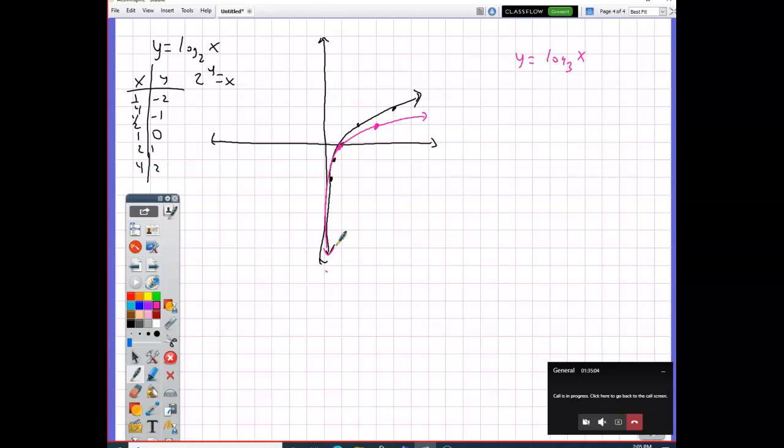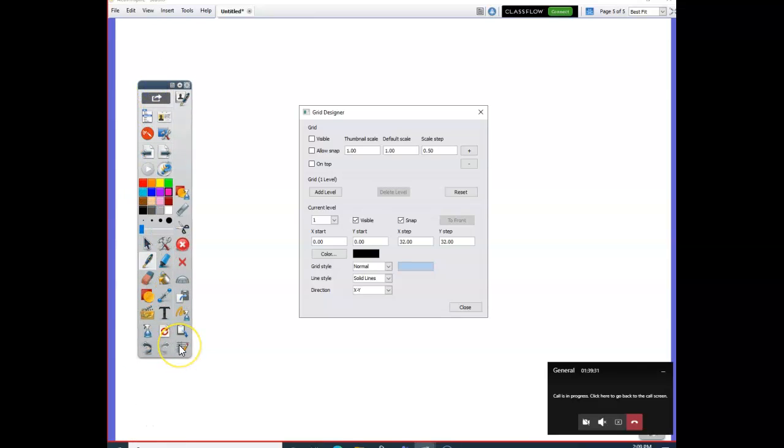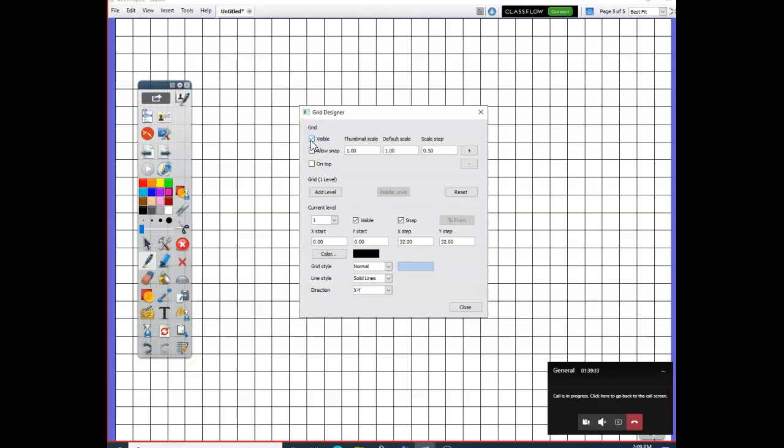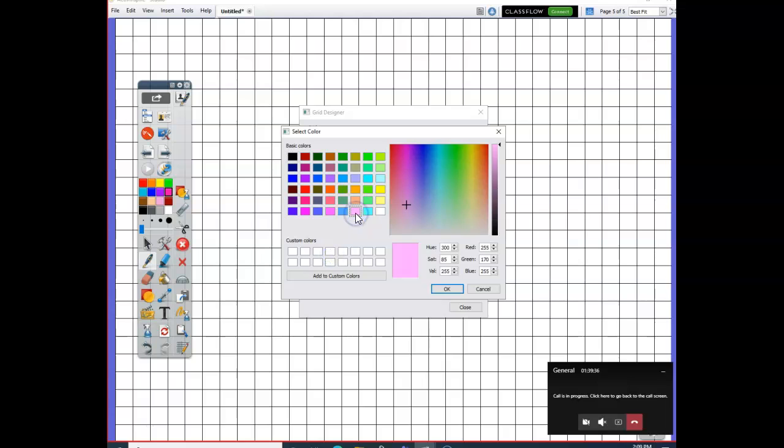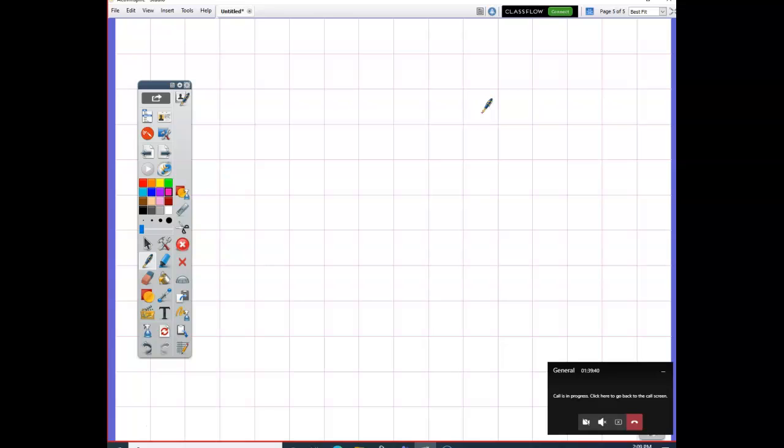Where's my graph paper? That's my graph paper. Oh, that's too big. Oh well, we'll deal with it.